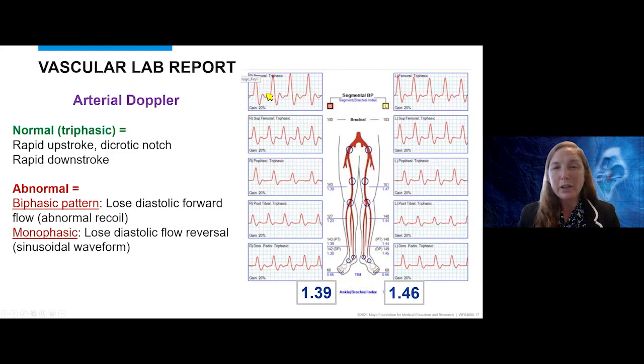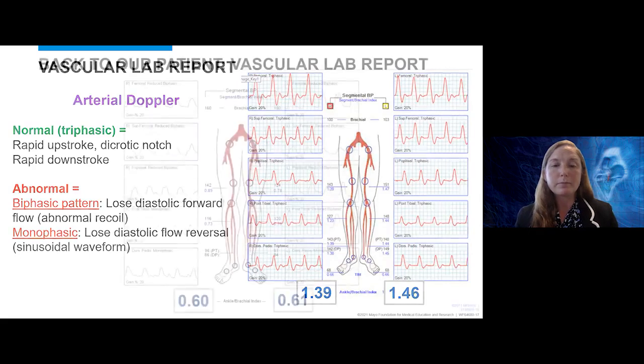We can see here in the femoral artery, we've got a nice normal triphasic, a rapid upstroke, we've got that rapid downstroke and the reversal that happens in late diastole. If you start to have evidence of disease with the arterial Doppler, we lose that diastolic forward flow, and so you get more of a biphasic pattern. And then monophasic is when you lose that flow reversal and you get more of that sinusoidal waveform.